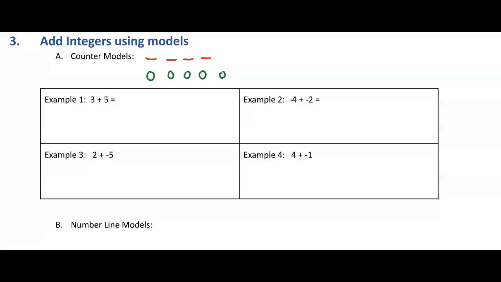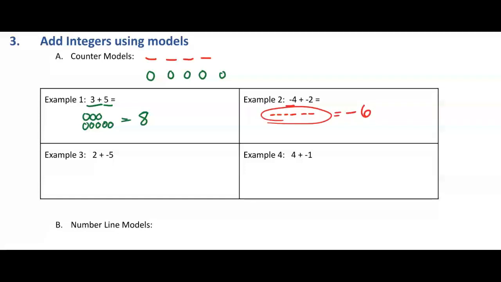So when we are in example 1 adding 3 and 5, we're going to start by writing our 3 positives, 1, 2, 3. And then our 5 positives, 1, 2, 3, 4, 5. And we see that we have 3 plus 5 positives, which will be positive 8. Similarly, when we have 4 negatives, that's 1, 2, 3, 4 negatives, plus 2 negatives, 1, 2 negatives. These combined together, I have 4 negatives plus 2 negatives is 6 negatives, or negative 6.